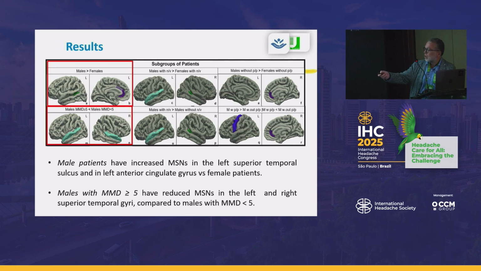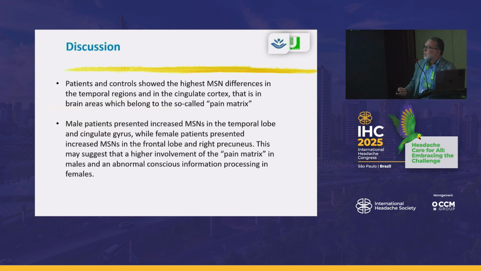Again, among patients, males as compared to females had increased morphometric similarity in the left superior temporal sulcus and in the left anterior cingulate gyrus, and males with more than 5 migraine days per month showed a reduced morphometric similarity in both temporal lobes. So, to discuss our results, when we compared the patients with controls, we found that the abnormal morphometric similarity network data concern especially regions such as the temporal regions and the cingulate cortex, which are part of the so-called pain matrix.